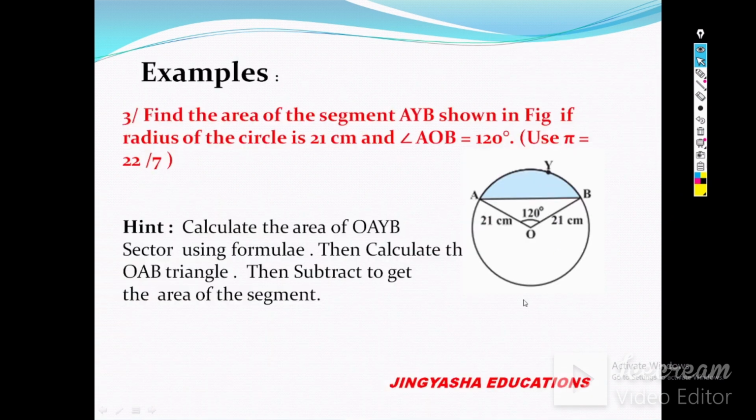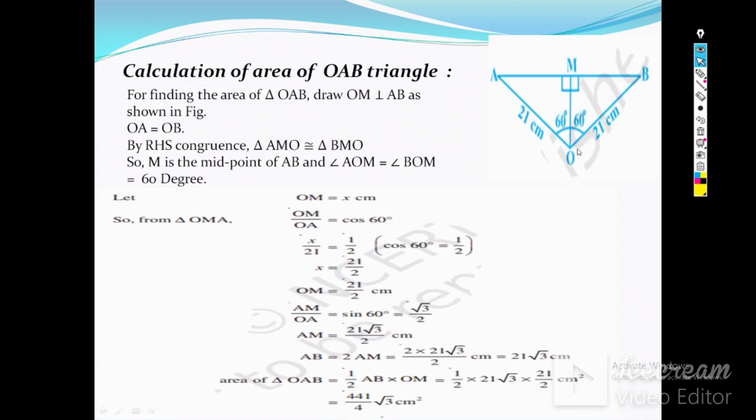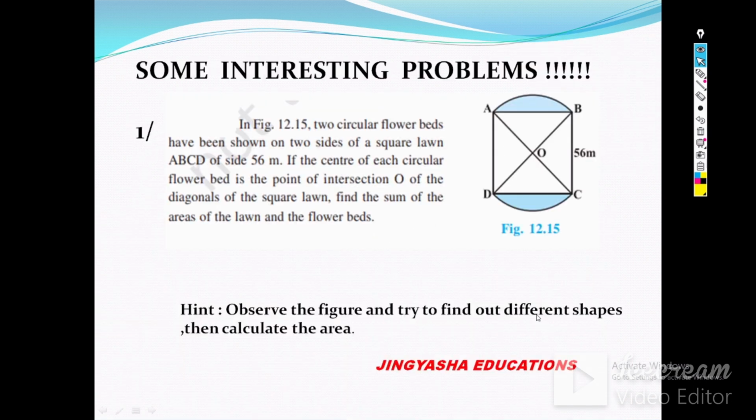You can see AOB. So you try to draw a perpendicular from O, and then it bisects the angle AOB. It becomes 60, 60, it's 90, 90, then obviously this is going to be 30. Then this is 21, this is 21, then you can apply the cos theta or sin theta, cos 30, to find out what is the length of AM and BM. Then you just calculate and see what results you are getting.